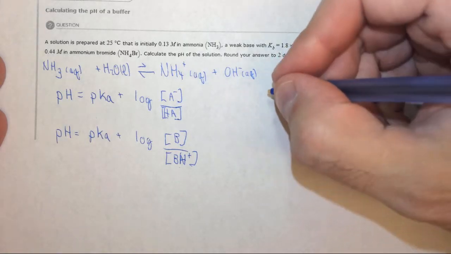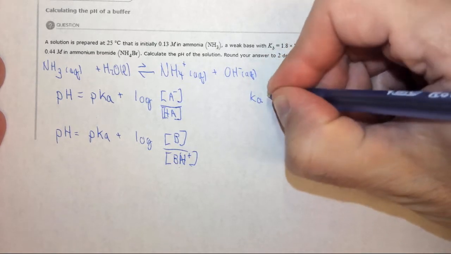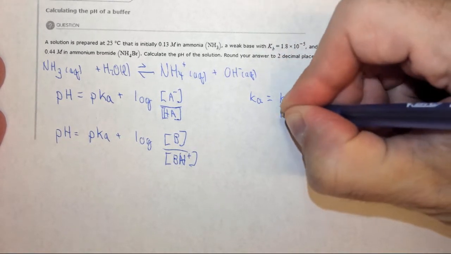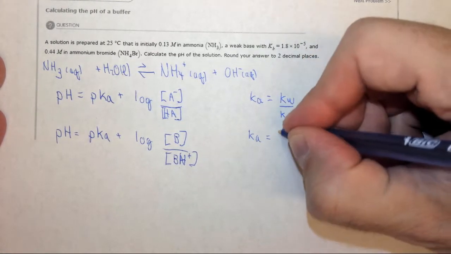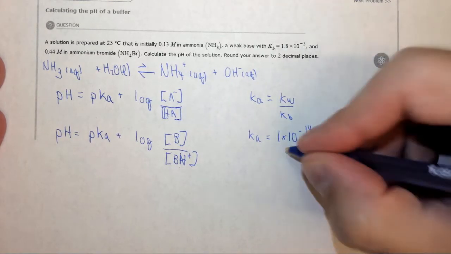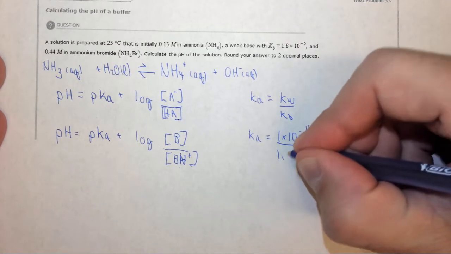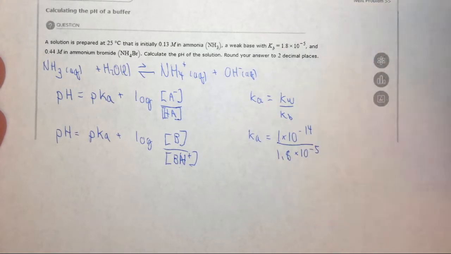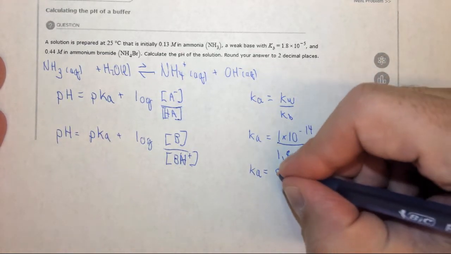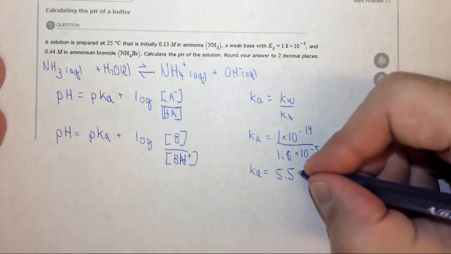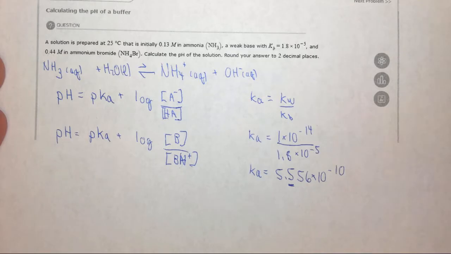Well, if you recall, the Ka times the Kb equals Kw. Said another way, Ka equals Kw divided by Kb. So Ka equals the Kw, 1 times 10 to the minus 14, and like in other videos, I'm ignoring the sig figs of this one, and then the Kb, it's 1.8 times 10 to the minus 5. The Ka equals 5.556 times 10 to the minus 10, where that's the sig fig.